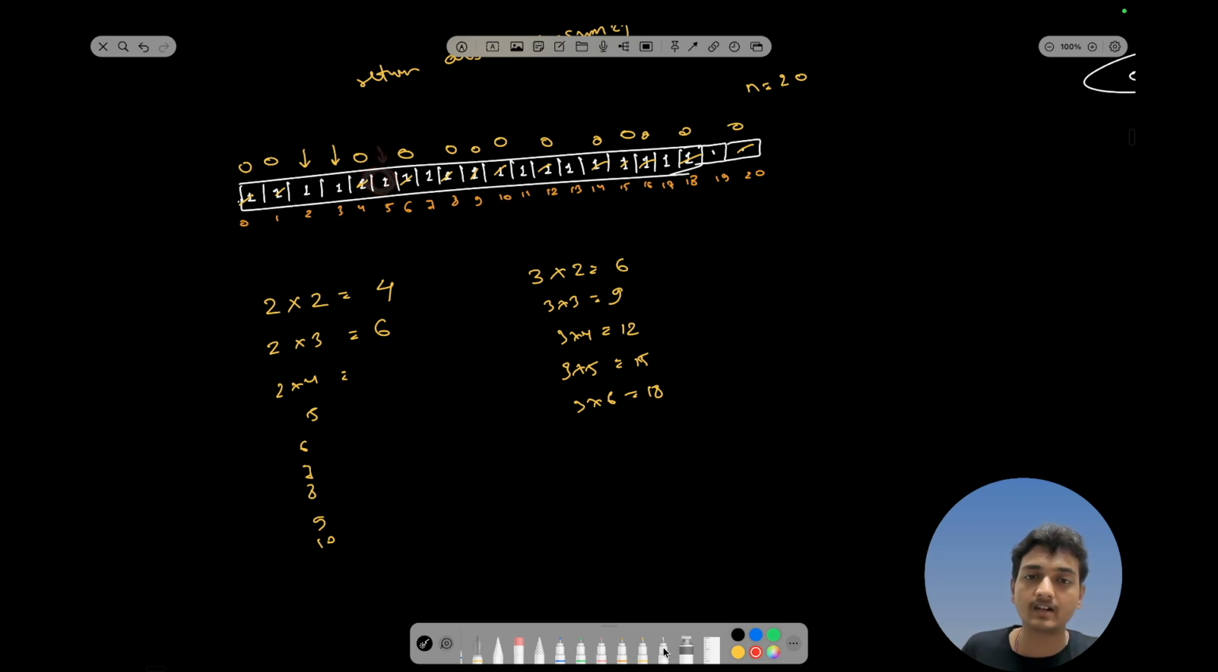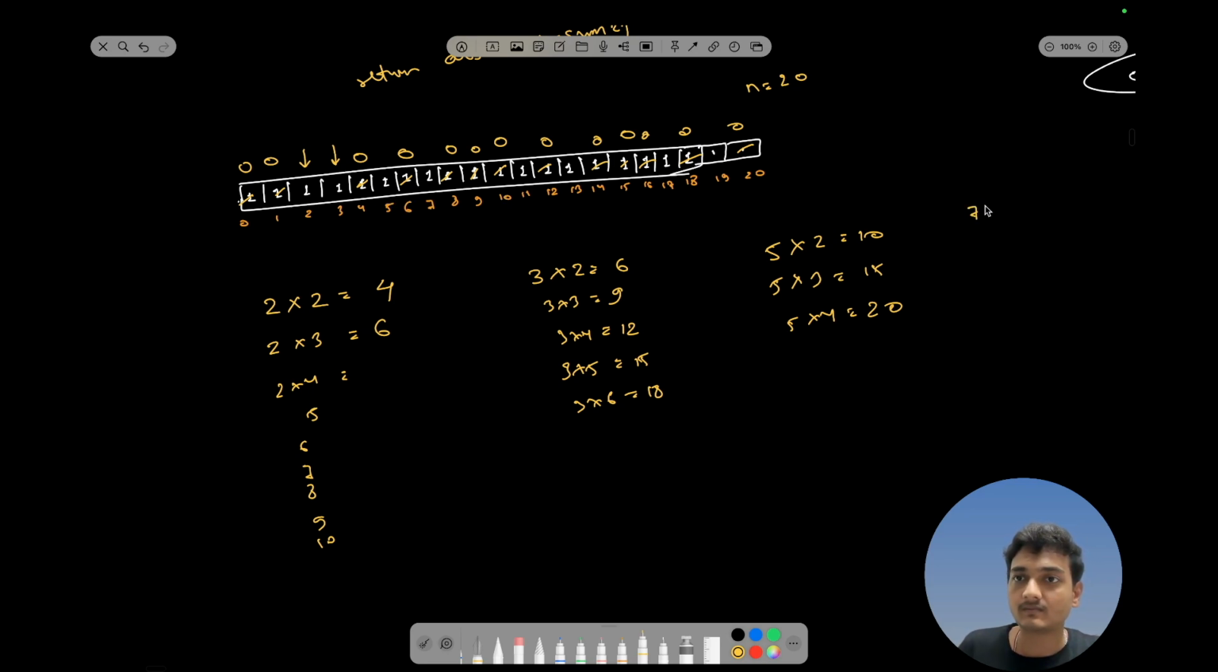And what does it mean? That 5 is a prime number. So let's start. 5 into 2 equal to 10, which is already marked as 0. 5 into 3 equal to 15, which is already marked as 0. 5 into 4 is 20, which is already marked as 0. Okay, no issue. So the next number I have to do is 7.